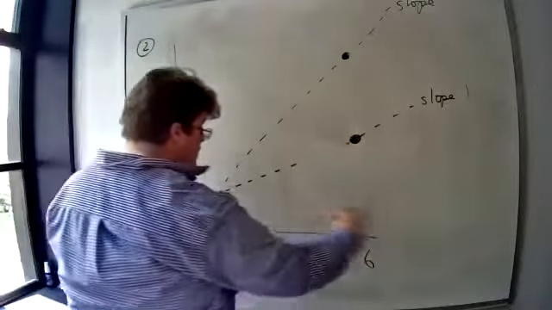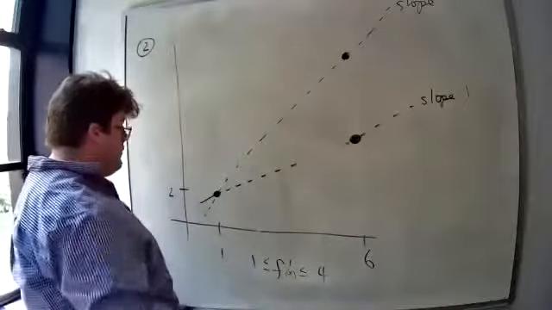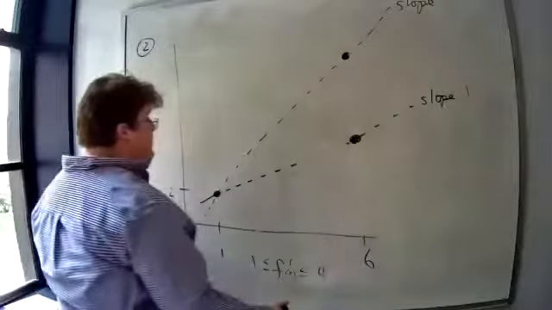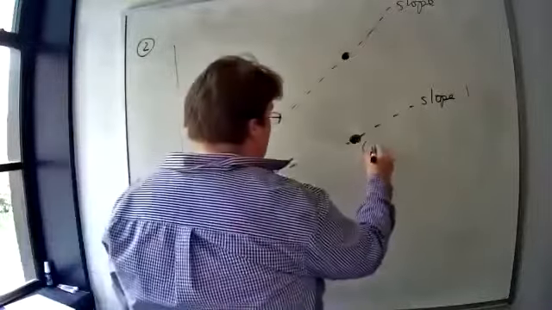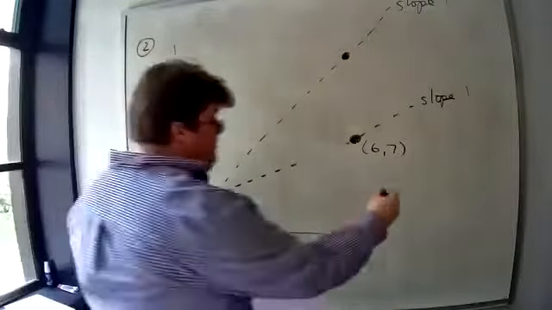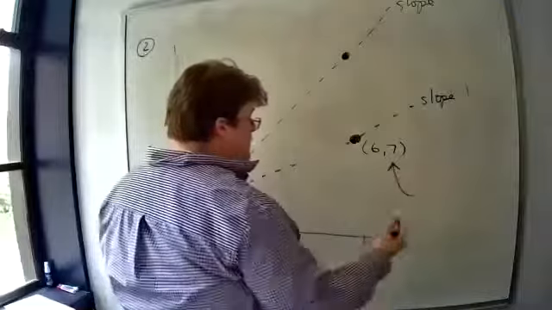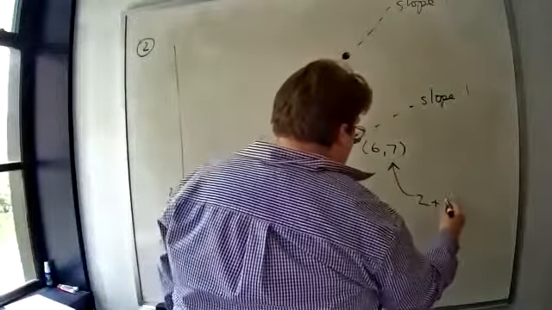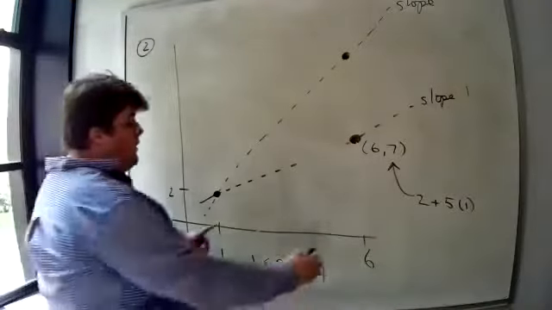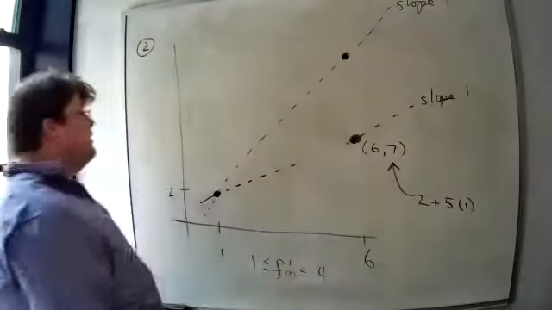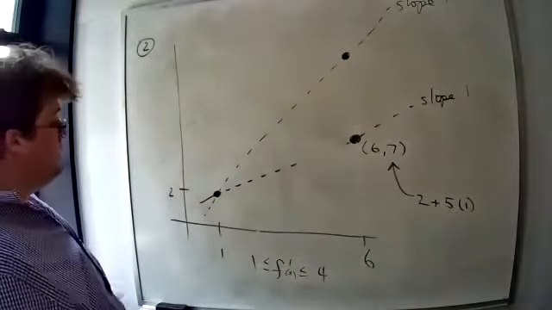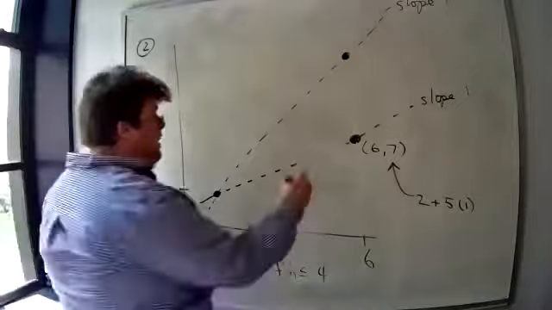Slope of 1. What's the slope? It's like a rise over run. If that's going to be 1 on an interval of length 5, it must go up 5 units. Which tells us that that point is 6, 7. What is it? It's 2 plus 5 times 1. Start at 2, interval of length 5, slope 1. Or you could find an equation for the line. That's a little more detail than is necessary.